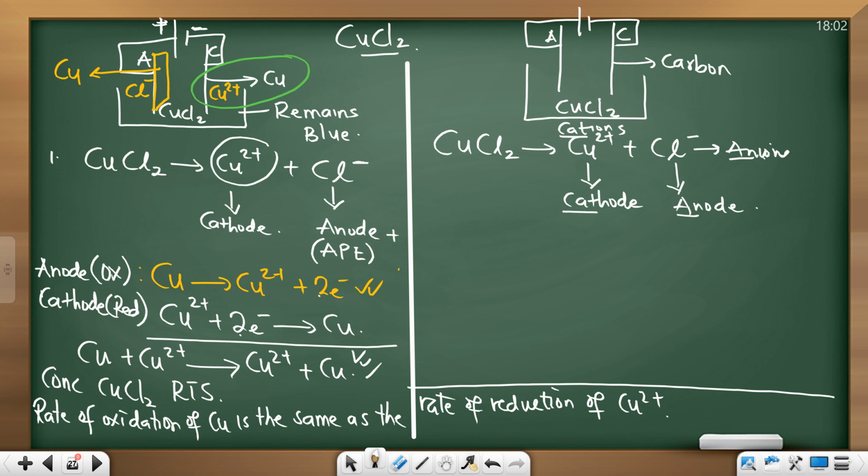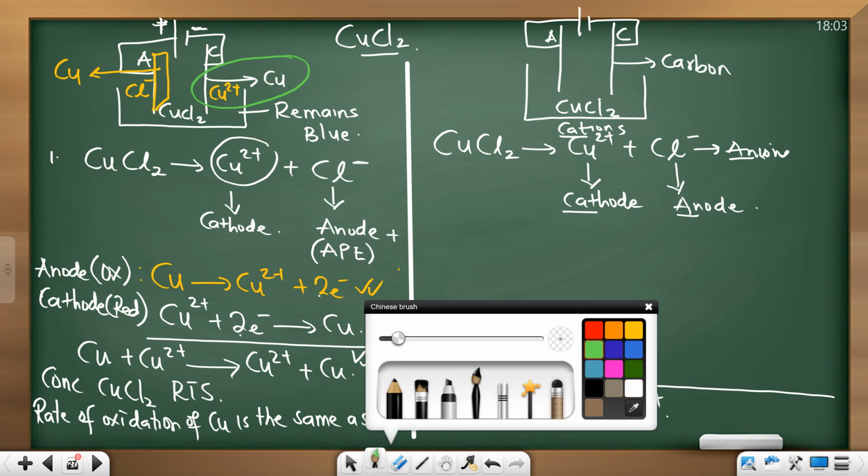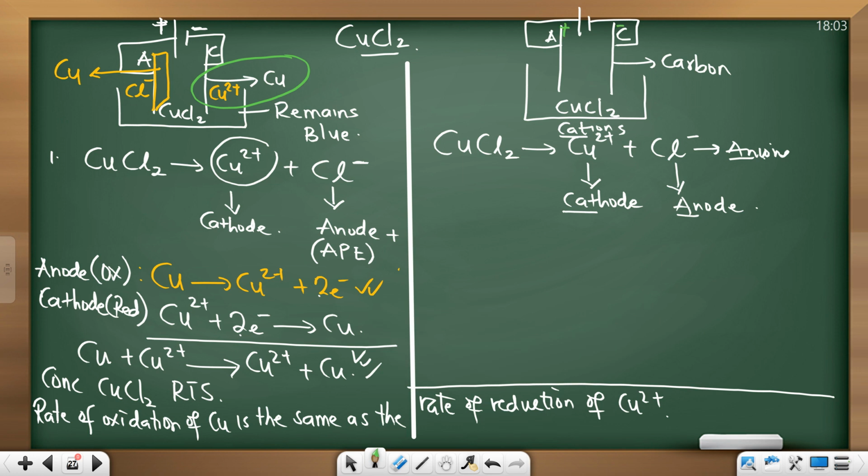What happens at the right-hand side, the cathode? Carbon-carbon. Okay, what are we going to have here quickly? This one is positive, right? This is what? Negative. What comes here? Cl minus. What comes here? Cu2 plus. Carbon is inert. That's why you don't have it on your table there. But okay, you can look for carbon from now till that same table. They won't find carbon.